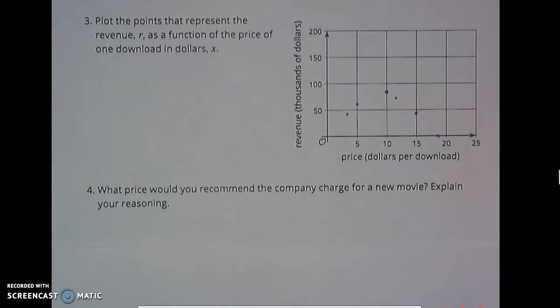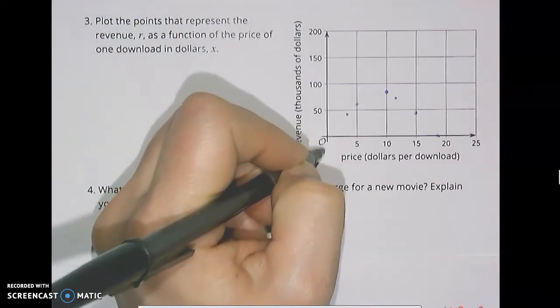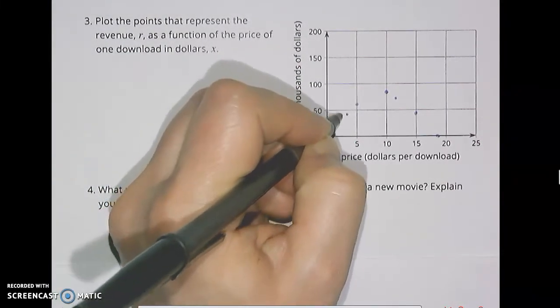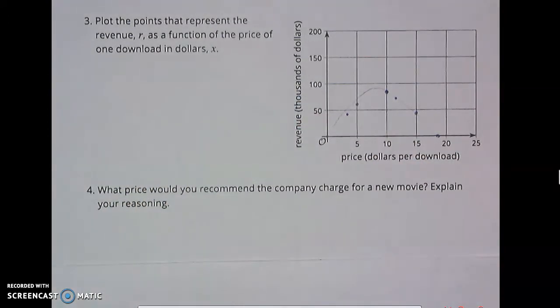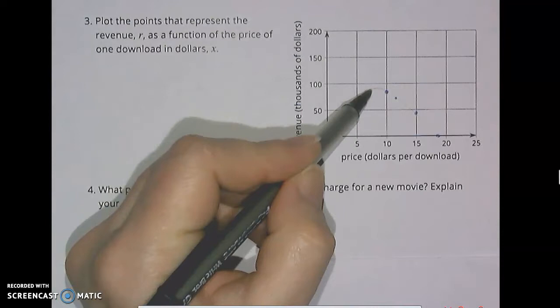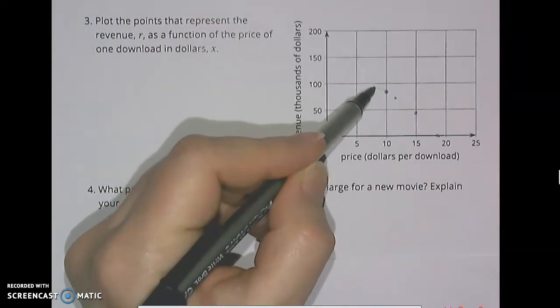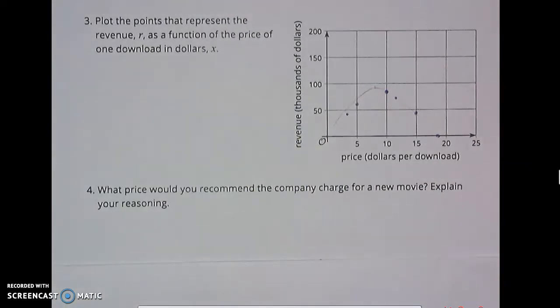So based on that, what price would you recommend the company charge for a new movie? So obviously, if this was connected, it would look something like this, where it's going to come back down around the other way, right? So obviously, as a company, do you want to make less money or more money? And for this, you want to make the maximum amount of money. That means we're looking, where is the maximum for this? So it's going to be somewhere in this area. We're not exactly sure how this connects, okay?